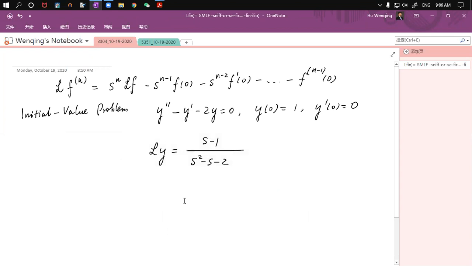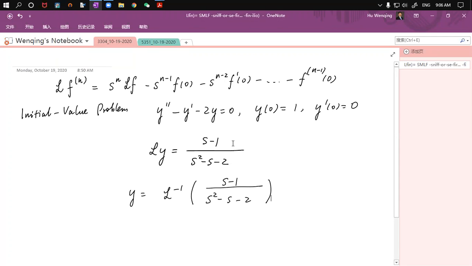Okay, so using this formula about derivative transformation, you obtain this. Therefore, by our definition of the inverse Laplace transform, it becomes legal to say that y is equal to the inverse Laplace transform of (s minus 1) divided by (s squared minus s minus 2). Is that good, family? So that's just the inverse Laplace transform of (s minus 1) divided by (s squared minus s minus 2).